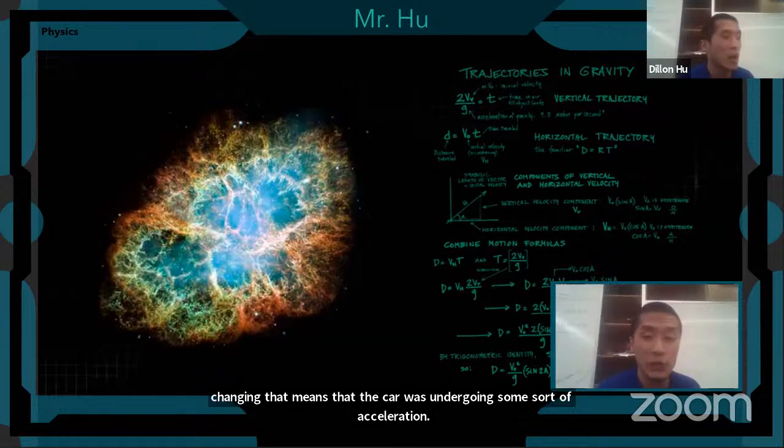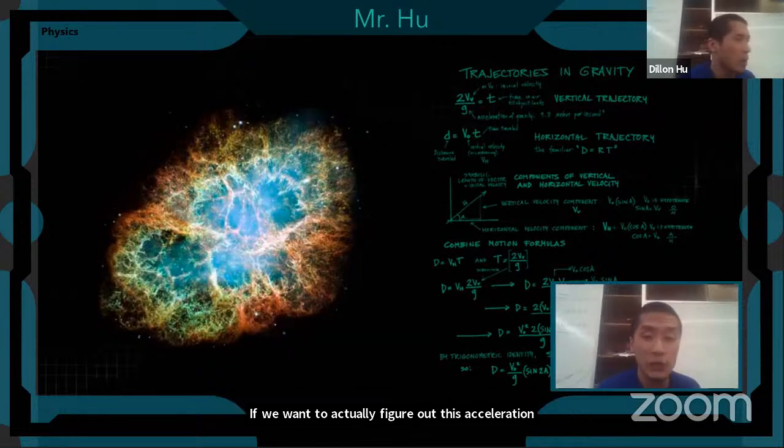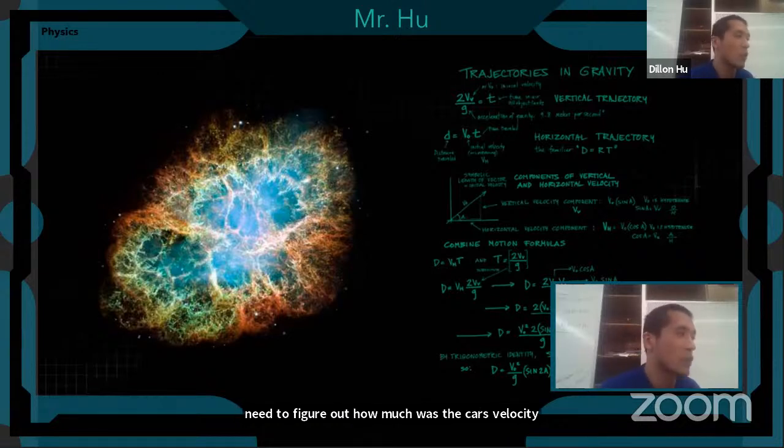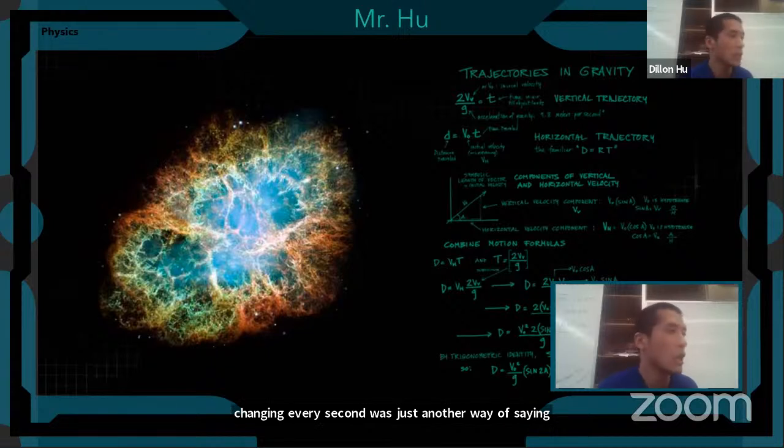If we want to actually figure out this acceleration, we need to figure out how much the car's velocity was changing every second, which is just another way of saying slope, right? So we want to figure out the rate of change of the velocity, which is essentially the slope. We want to find the slope of a velocity versus time graph.